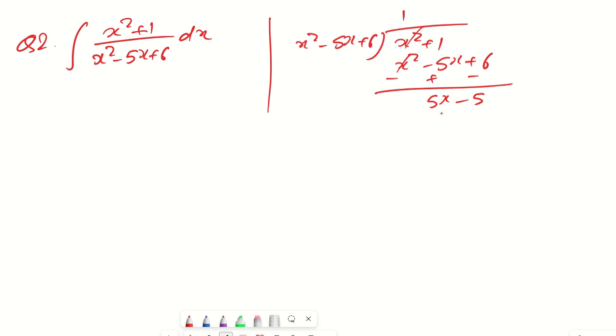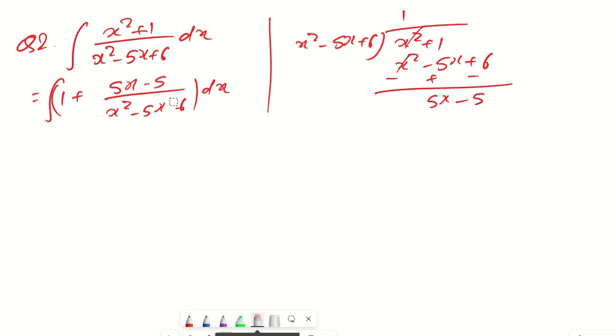So my integration can be written in the form of integration of 1 plus (5x minus 5) by (x square minus 5x plus 6) dx. Okay. So it has become very clear now. Now let me just make it a little better. Okay. So can we take the second term and do the partial fraction? So yes, we can do that. So let us do one.